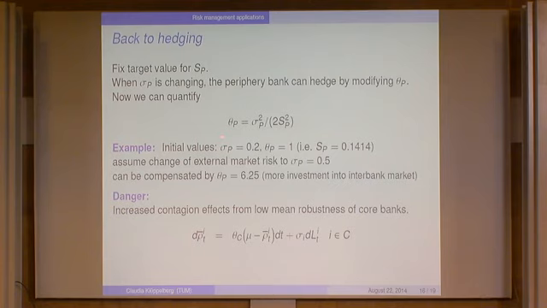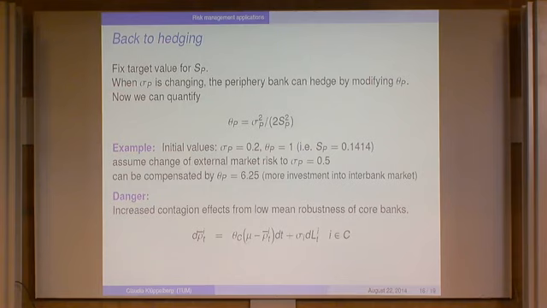For instance, in the example I gave you, we had a sigma p of 0.2 and a theta p of 1 that corresponded to a standard deviation of 0.1414. When we assume a change of the external market risk to sigma p equal to 0.5, then we know exactly how to choose theta p to have the same standard deviation risk. And this corresponds to some more investment into the interbank market. So all this works well.